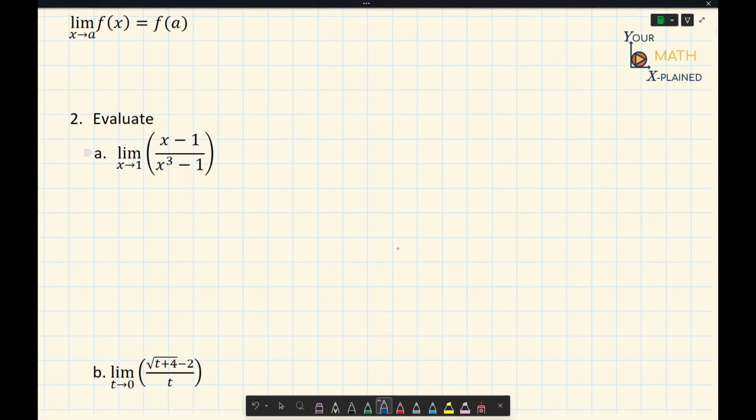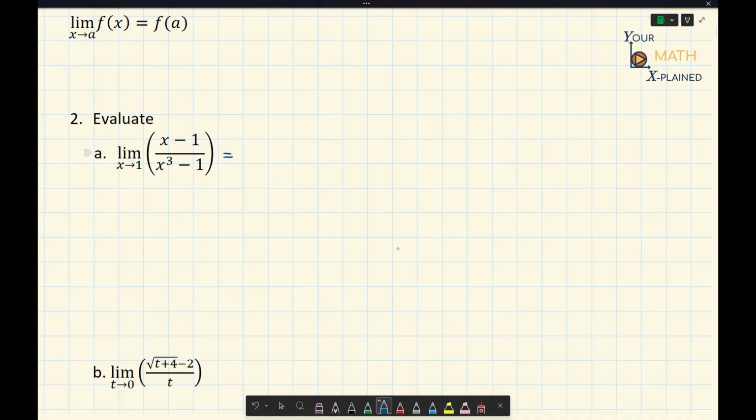So to evaluate our first limit, right now we can't substitute it in because 1 is not in the domain, because if we try to sub 1 in, our denominator is going to be equal to 0. So we need to manipulate this a little bit first. And for this one, we are going to use our difference of cubes formula.